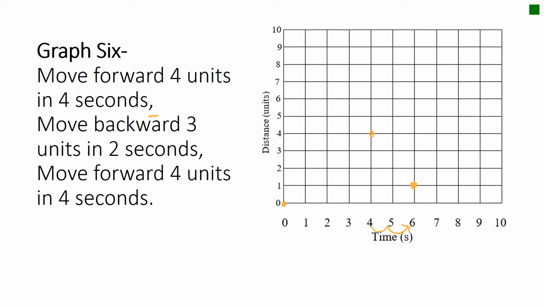And then now I'm going to move forward 4 units in 4 seconds. So I'm going to go 1, 2, 3, 4. So I know I'm going to be at 10. And then I was at 1, and now I'm moving forward. So I'm going to be positive. So I have to end at 5. So I'm going to be at 10, 5. Now I need to connect my dots.